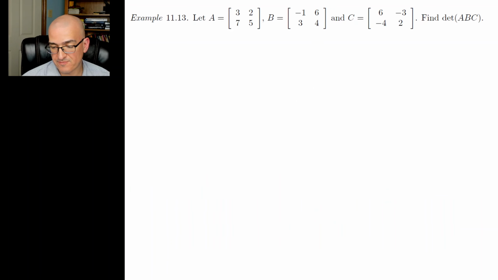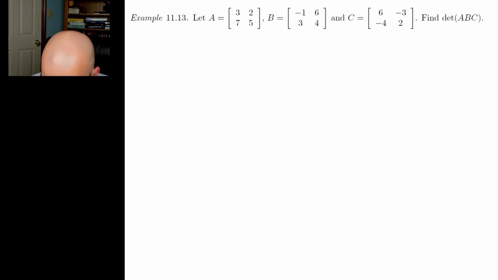For example, we want the matrices A, B, and C. We want the determinant of that product, A times B times C. They're 2 by 2 matrices. It isn't that hard to multiply them, but I'll leave that to you. If you want, multiply A times B times C, and then take the determinant of the resulting 2 by 2 matrix, and compare to the amount of work it takes to find each determinant separately and use the property.